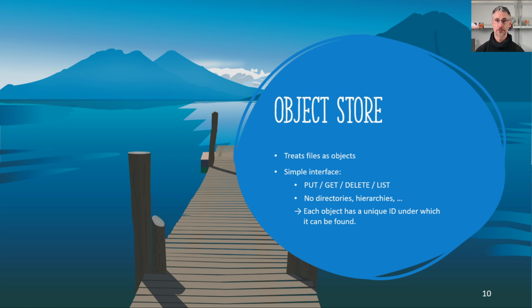A very different approach to file systems are object stores. So here we treat everything as a single object. We don't have files as such, or folders or hierarchies, we just have objects. That means we have a very simple interface. We can put a file there, we can get a file back out, we can list everything that's in the object store, and we can delete it, and that's pretty much it. So no directories, no hierarchies. Essentially we have a unique ID for each object, and then the object store just puts the object in essentially a big lake.